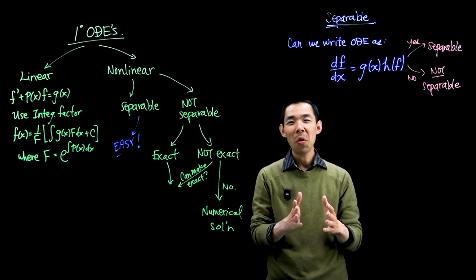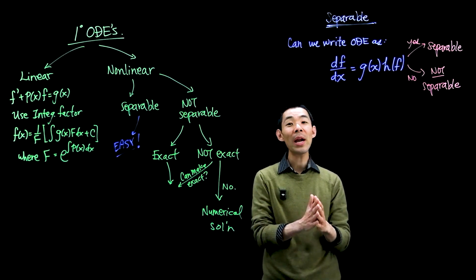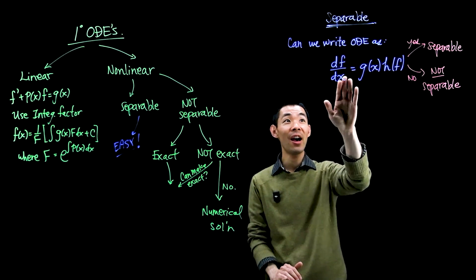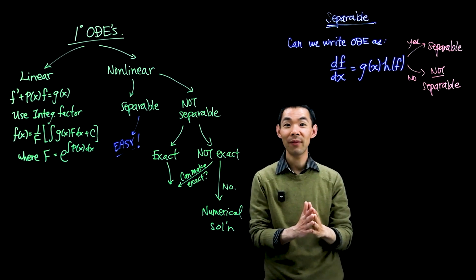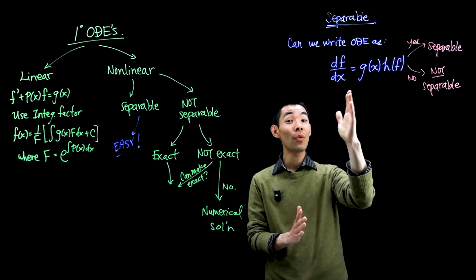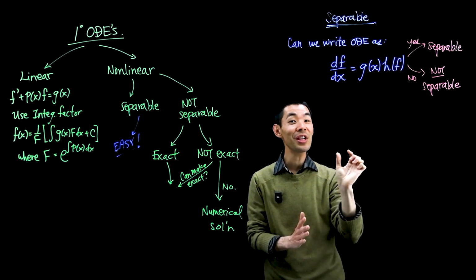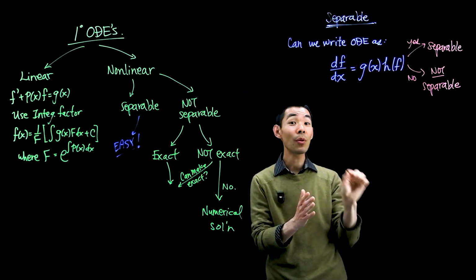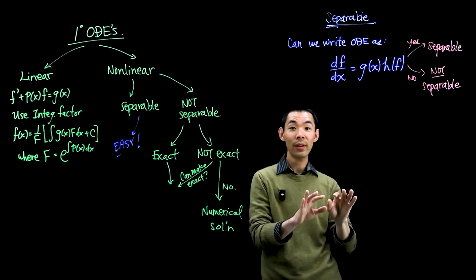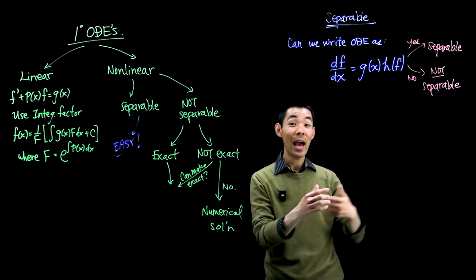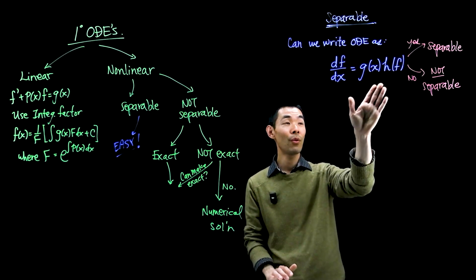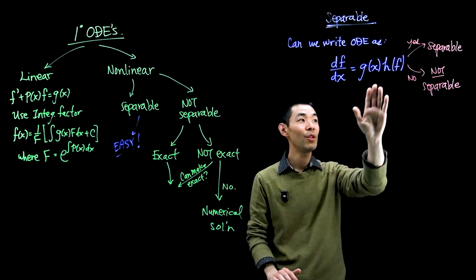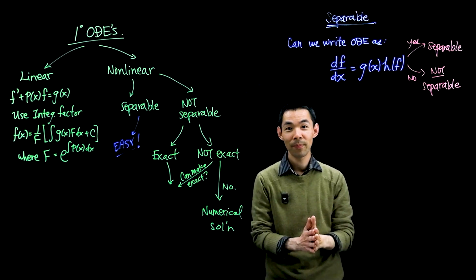A separable ODE is an equation that can be written in this way. You have some function that you want to find, f, as some function of the independent variable x. If you can write it as some function g of x times another function h, which is solely a function of f, so you've separated x and f and wrote it in this form, if you can do that, the equation's separable. If you cannot, it's not separable.